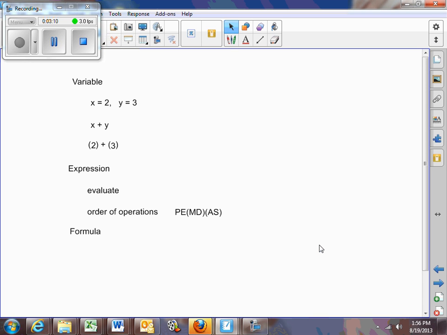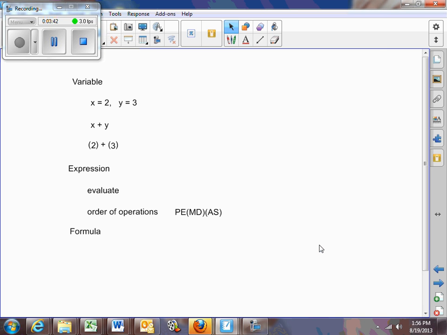E stands for exponentiation. So after you had done what's inside the parentheses, you would then come back and do the exponentiation. Now, MD is grouped together. A common misconception is that you would do the multiplications and then come back and do the divisions, but that's actually not true. You do multiplication and division in order as they appear from left to right together.